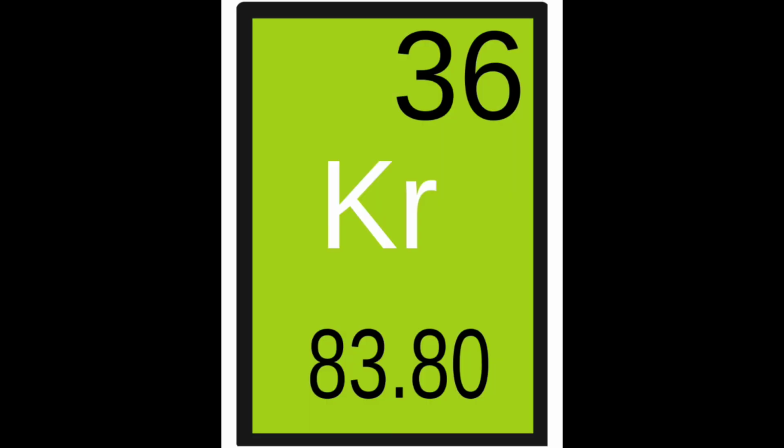And finally, krypton. Krypton has an atomic number of 36. There's 36 protons and 36 electrons. The atomic mass rounds to 84. And since there's 36 protons in the nucleus, 84 minus 36 gives us 48 neutrons in the nucleus.